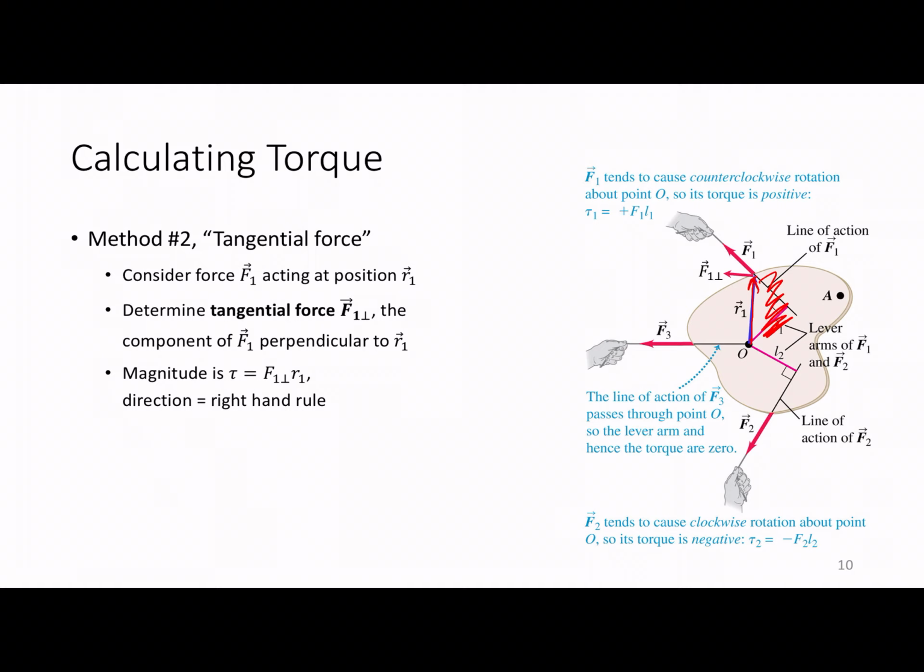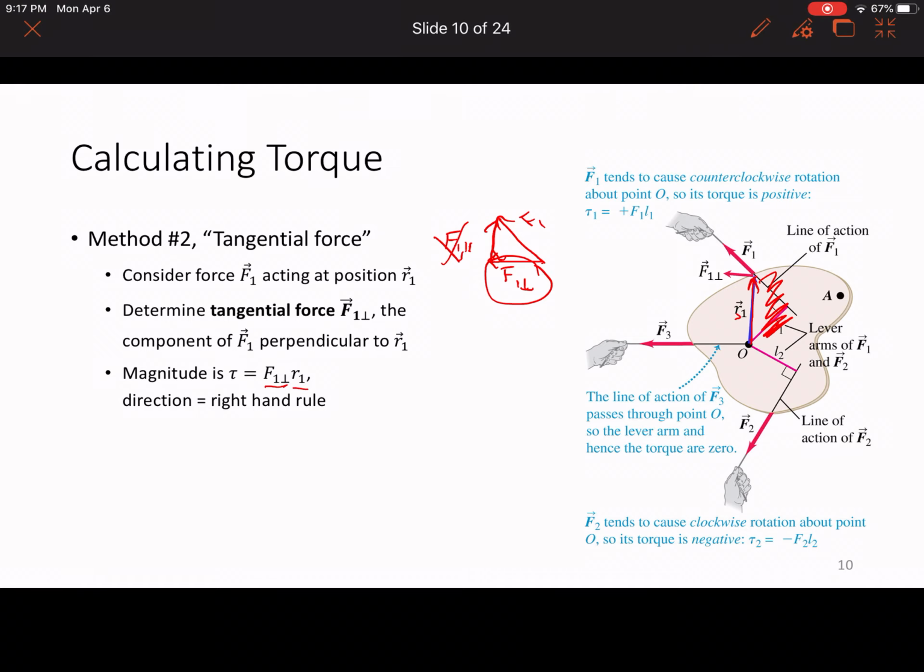So you may remember that any force can always be broken up into two components. And in this case, I'm going to draw one component that is perpendicular to the radius R1 and another component that is parallel. That's F1 parallel. And we're going to forget about the parallel part. We're going to take the perpendicular part. And then the torque is just going to be F1 perpendicular times R1. Not times L1, but times R1.